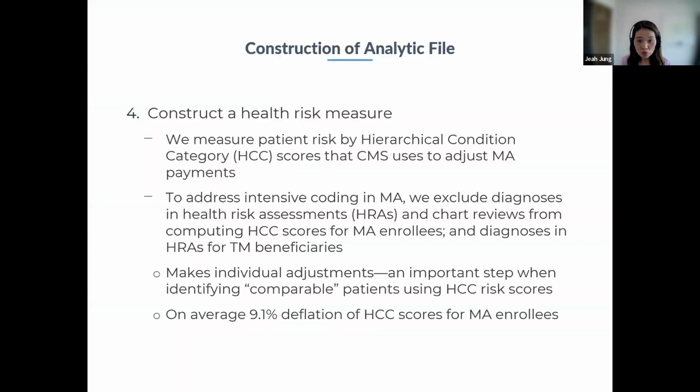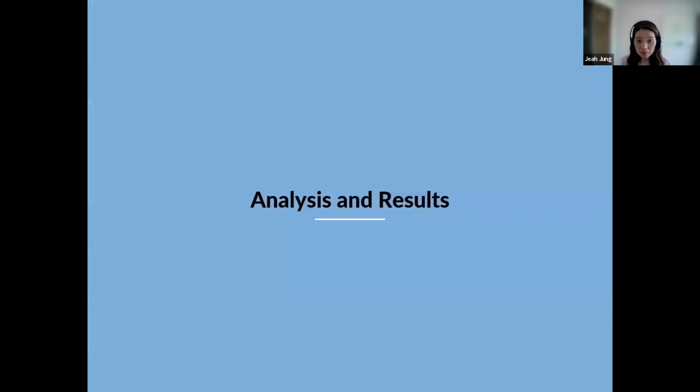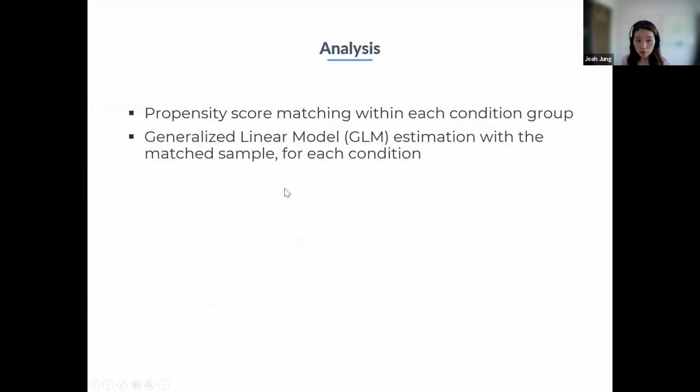For analysis, using these HCC scores, we did a propensity score matching. It's a little bit more complicated. It's not simple propensity score matching. We did 9 or 16 different ways of weighting and matching at the county level.